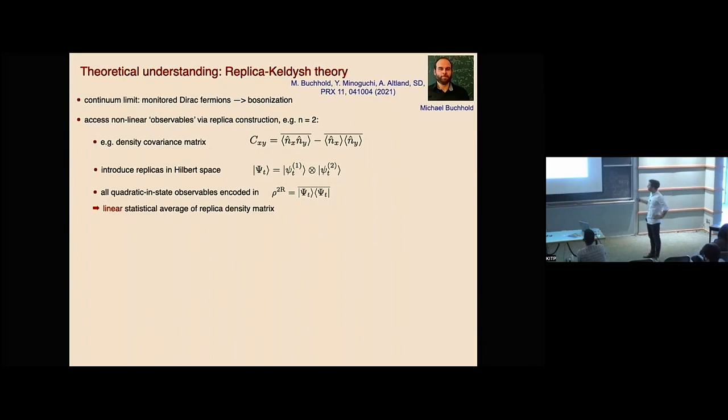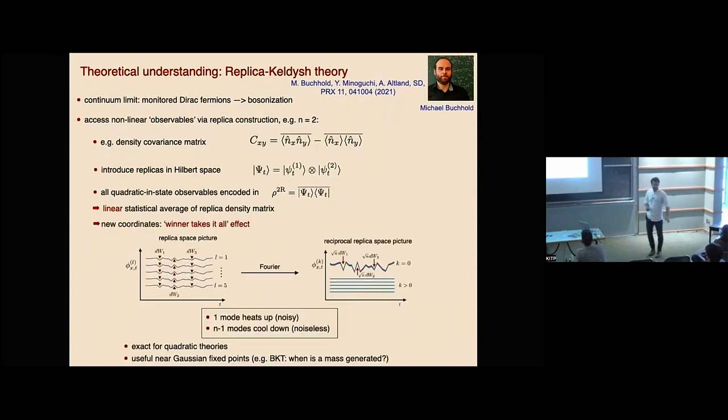Okay, so here is a little bit of theory, to understand this transition on the basis of an effective field theory. To this end, we have already chosen this formulation, which is a continuum limit in time. Then we also focus on a continuum limit in space, where the problem goes over into Dirac fermions, which we can bosonize. The more interesting point is how to process these correlation functions that are nonlinear in the state. To this end, we replicate the state. For example, if we are interested in something quadratic in the state projector, we introduce two replicas for this problem. Then all the information up to quadratic in the state can be obtained from this replicated state projector, and we can obtain correlation functions from linear statistical averages with respect to this extended projector.